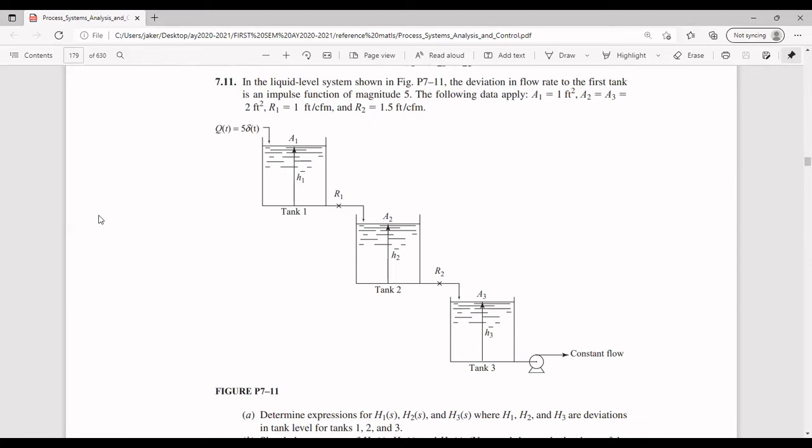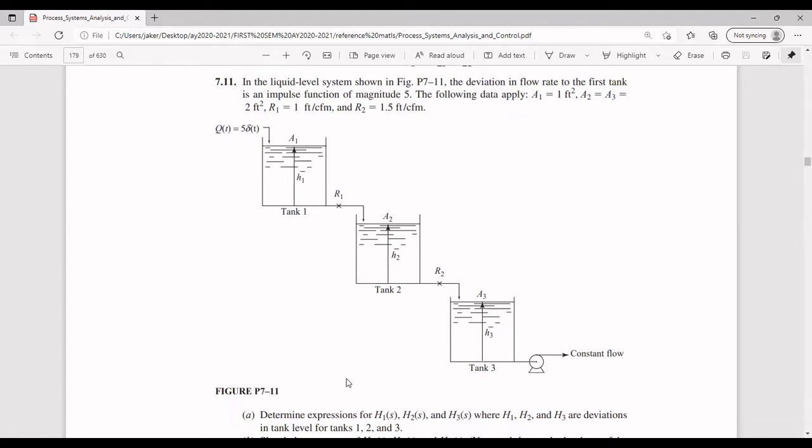Now, in this system, this is a liquid level system. The deviation in flow rate to the first tank, so this tank here, is an impulse function of magnitude 5. So you have here the 5 Dirac delta of t. The following data apply. So you're given the areas of the 3 tanks. Tank 1 has 1 square feet and tanks 2 and 3 have 2 square feet for the area.